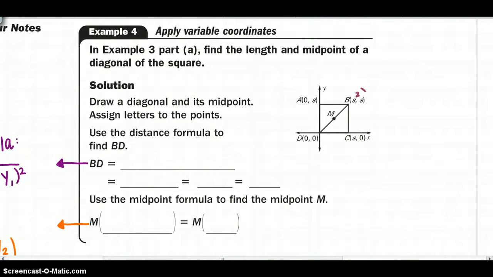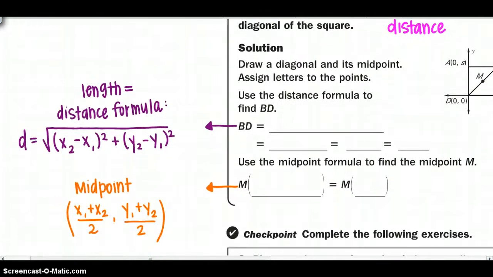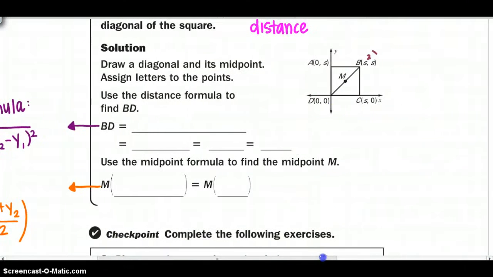So in example 3, we want to find the length or the distance of the diagonal and the midpoint. Just as a refresher, if you want to stop this video and write down your formulas, you can. We're going to find the distance of BD. So we're going to put x1, y1, x2, y2, and we're just going to plug it in. Don't really make it any different than normal.